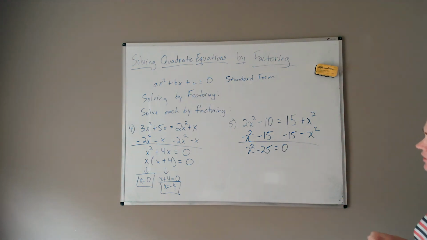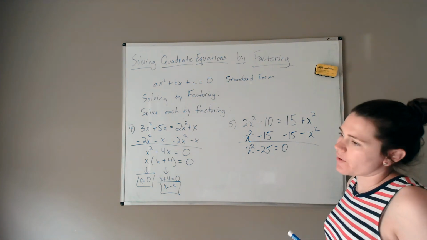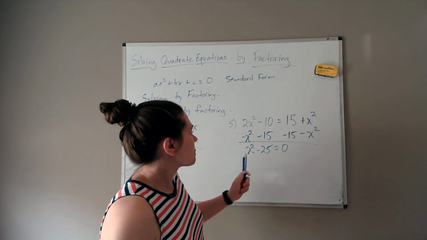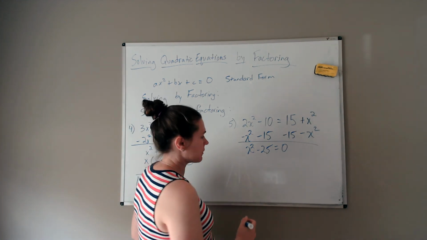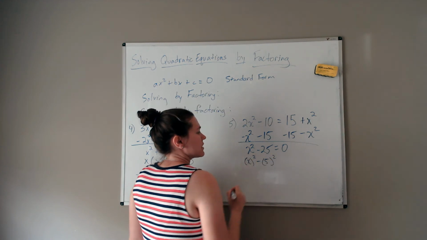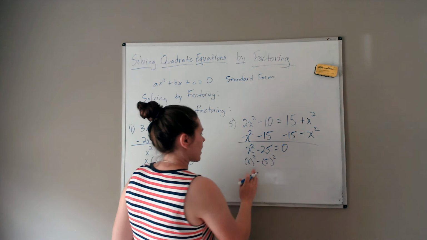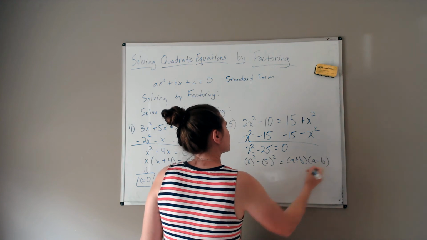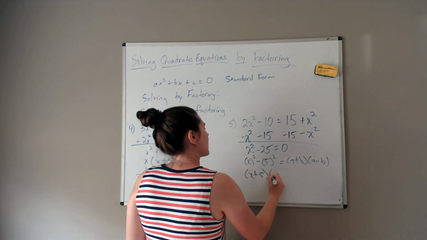So we check. Now that it's a quadratic set equal to 0, first thing we look for is is there a greatest common factor? No. Greatest common factor there is 1. Is this going to be factored using the AC method? No. Could this be the difference of two squares? Yes. We can write this expression as something squared minus something squared. That means this can be factored using the difference of two squares. So this would be a plus b times a minus b, which is going to be x plus 5 times x minus 5.